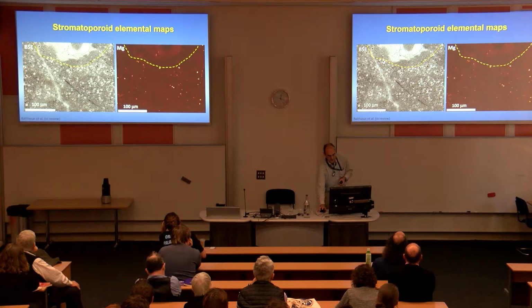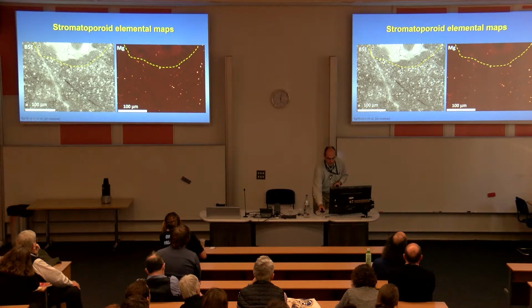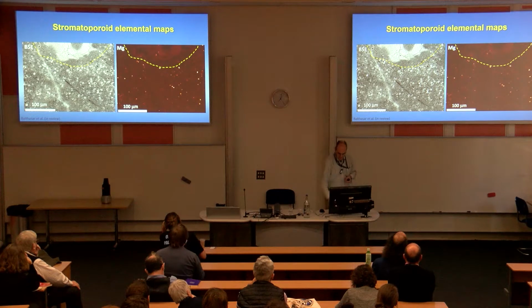So if I move to an elemental map of a stomatoporoid, the yellow line cuts off the pore space up here. You have the skeleton here. And this is a magnesium map, and it shows you where all the microdolomite is. So it's quite common to find the microdolomite in there.